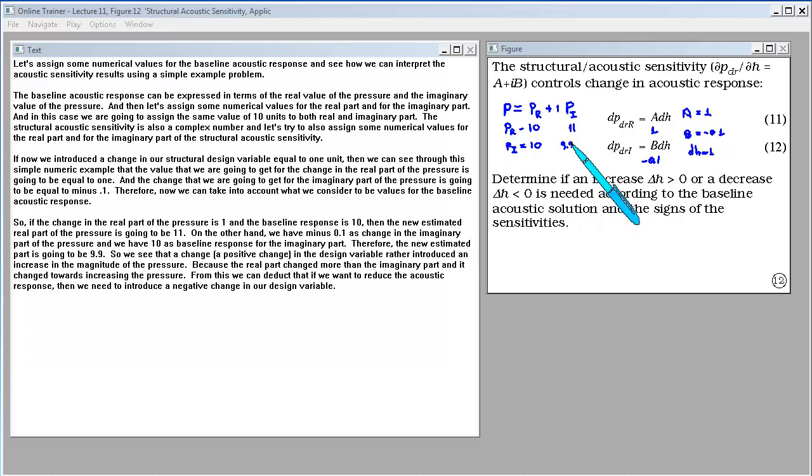So we see that a positive change in the design variable rather introduced an increase in the magnitude of the pressure, because the real part changed more than the imaginary part, and it changed towards increasing the pressure. From this we can deduce that if we want to reduce the acoustic response, then we need to introduce a negative change in our design variable.